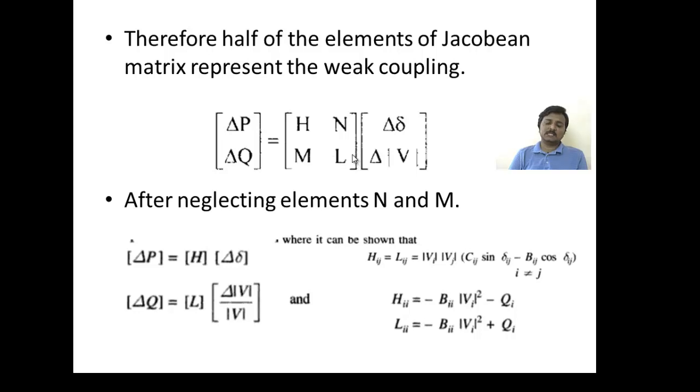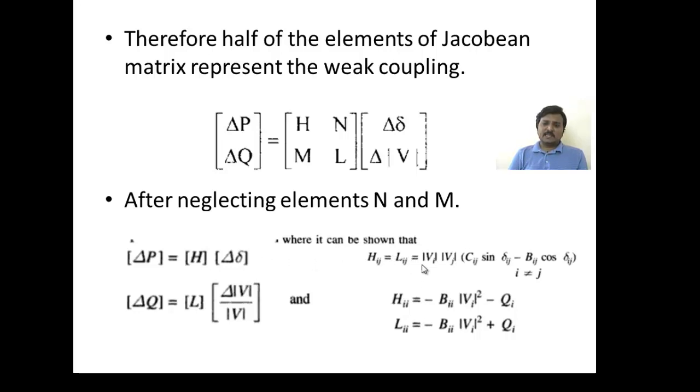We can consider these elements of the matrix as a submatrix of 0. Then the matrix after the assumption is rewritten as the characteristic equations: change in P equals H times delta, and change in Q equals L times mod V by V, which is the standard notation. It can be shown as the submatrices Hij and Lij after substituting this.